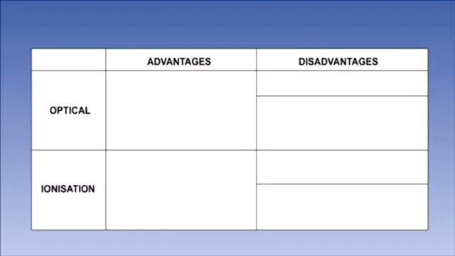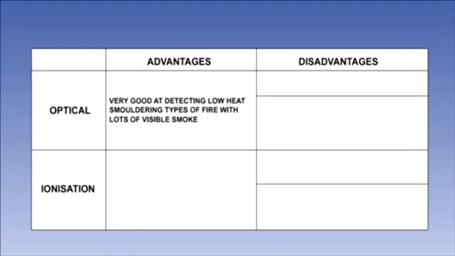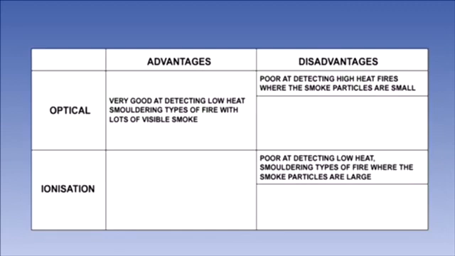The two types of detector, optical and ionization, both have advantages and disadvantages. An optical detector is very good at detecting low heat smoldering fires with lots of visible smoke. However, it is not very efficient at detecting high heat fires, where the smoke particles are much smaller. The ionization type of detector has the opposite properties. It is very slow to detect smoldering fires, but quickly detects the smoke produced by high heat fires.